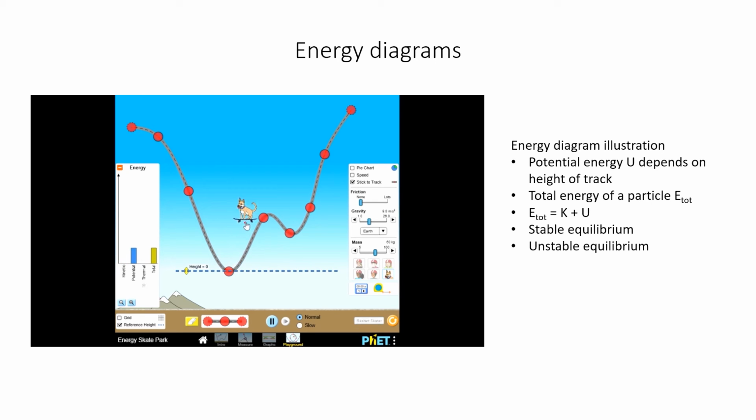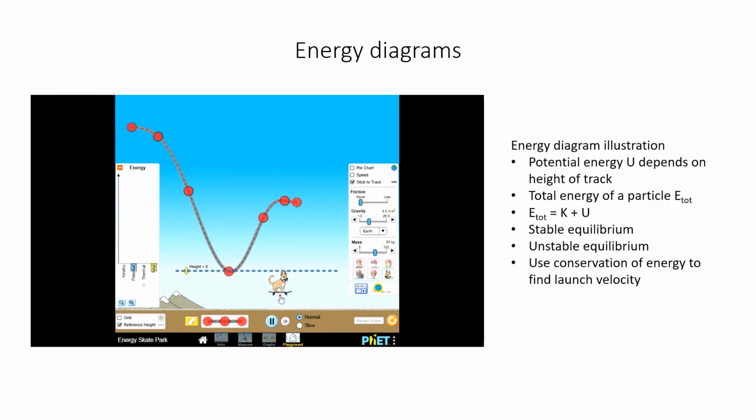If I pick him up and put him on top of the peak, he can't oscillate about that point in the same way because this is an unstable equilibrium. He can go off and come back, but he can't oscillate back and forth around it.